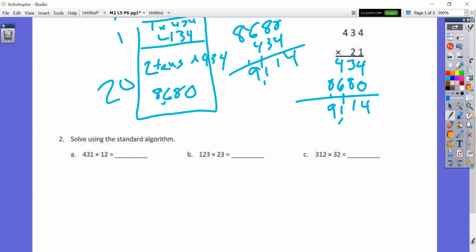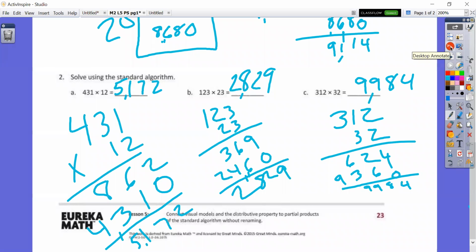Solve using standard algorithm. I want you to pause. I want you to try these on your own. And then when you come back, I'll have the answers and hopefully I won't have any mistakes. All right, guys, go ahead and check your answers for these 3 questions. Remember, the number 1 mistake most people make as they're learning multi-digit multiplication is representing that 0.